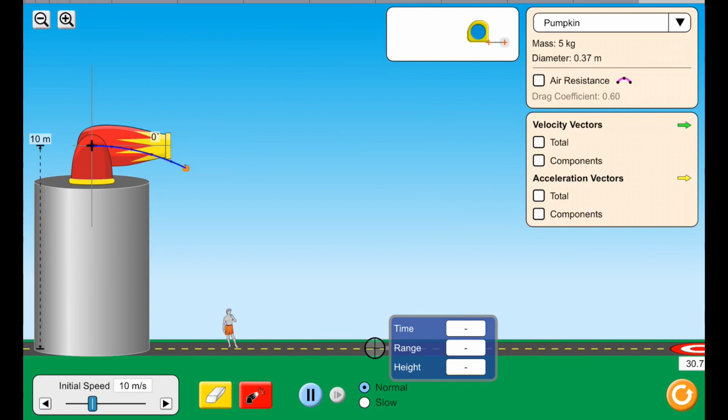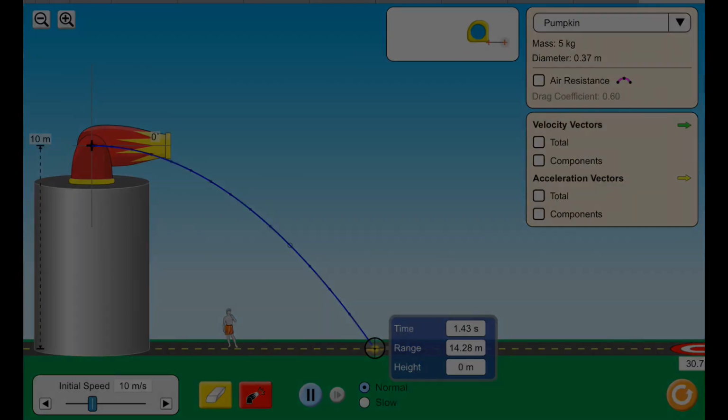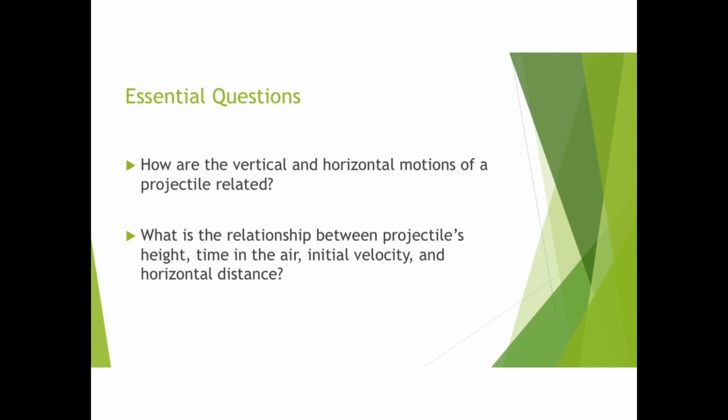Let us use this simulation to verify our answers. Let's fire the cannon. The time it takes for the projectile to reach the ground is 1.43 seconds, and the range is approximately 14.3 meters. So I hope that you could now tell the relationship between the vertical and horizontal motions of a projectile, as well as the relationship of its height, time in air, initial velocity, and horizontal distance.